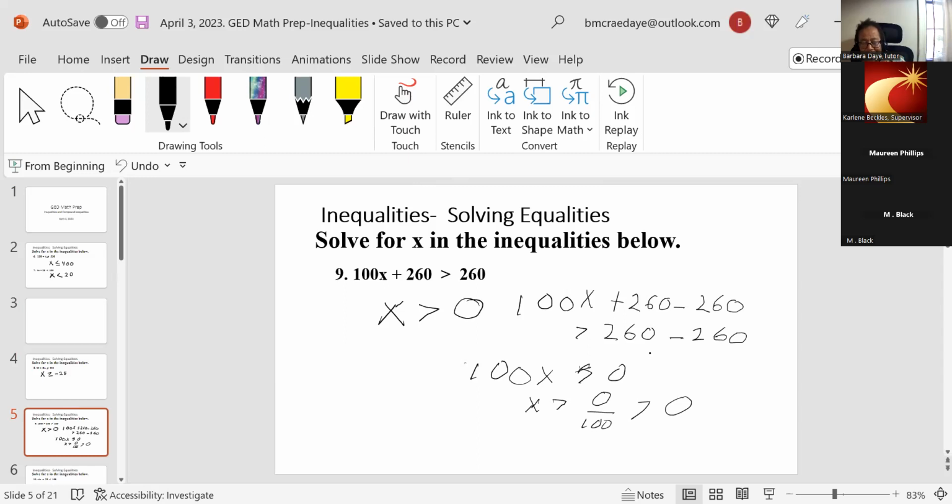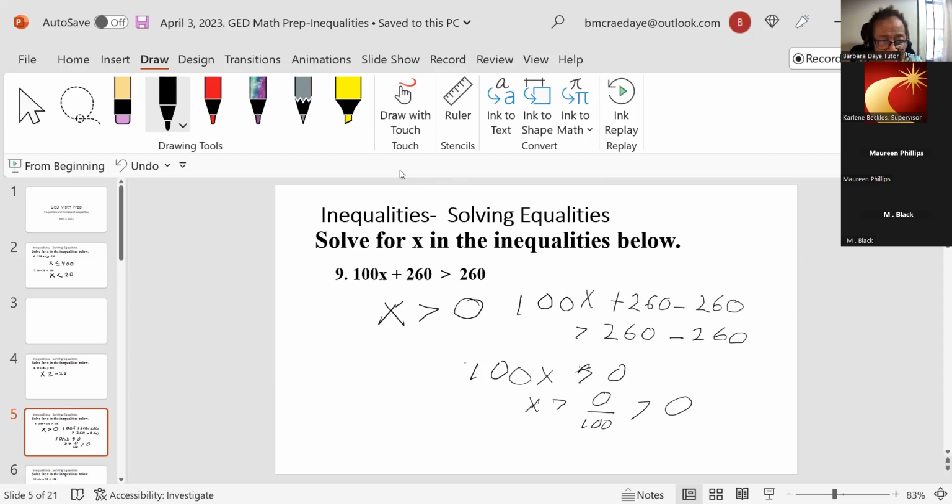You can see that 100 times 0 is 0. What's 0 plus 260, Maureen? It's 260. And is that what you see here? 260. Got it? Your answer is x greater than 0. How could that be?